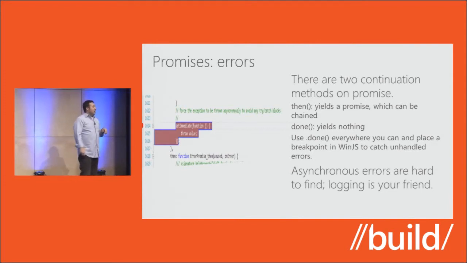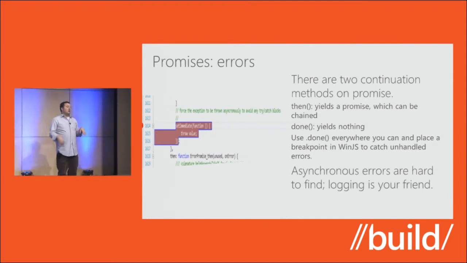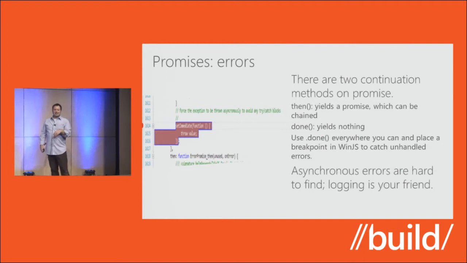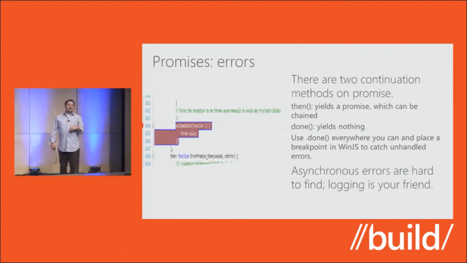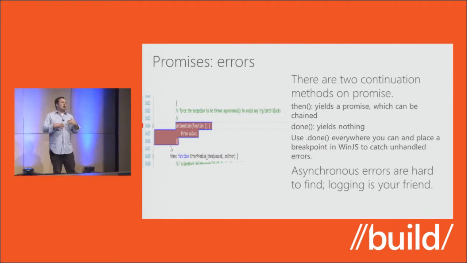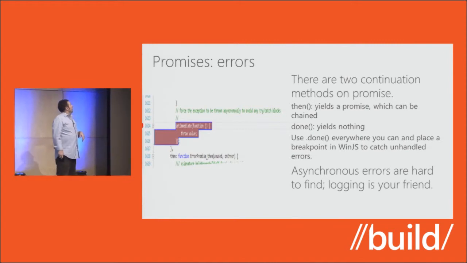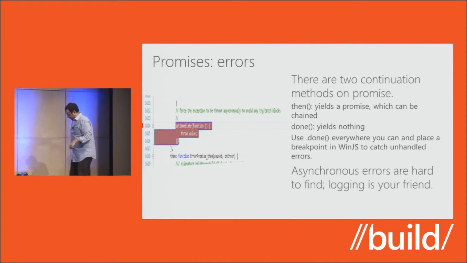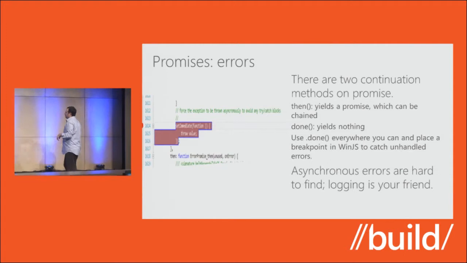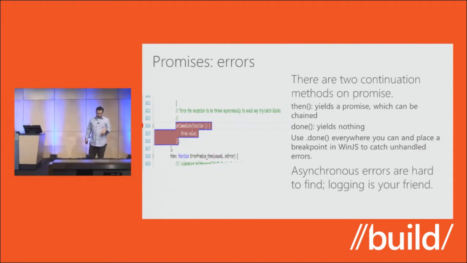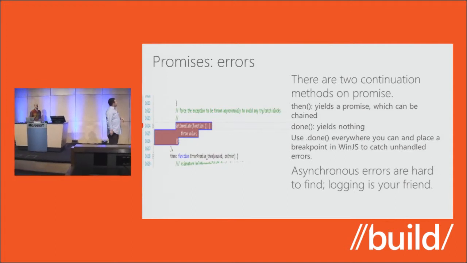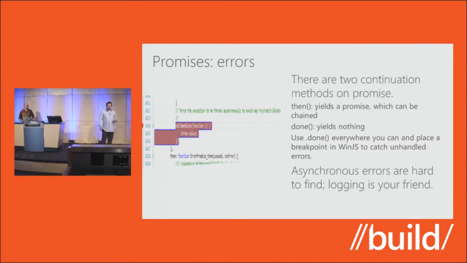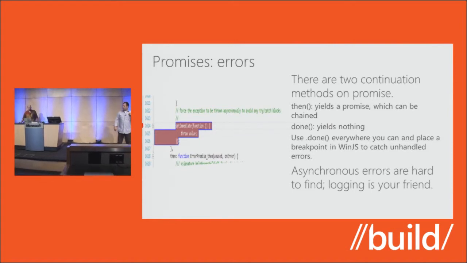Asynchronous error handling and finding asynchronous errors are very hard. My recommendation is logging. Logging is your friend. You put a lot of logging in your async code, and that will help you get a lot further. There's a utility, WinJS.log, built into the framework, which is just an extensible point for outputting console messages and things like that. It's very easy to tack that in and make it conditional so that you can turn your logging on and off.